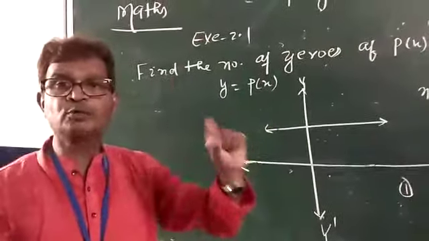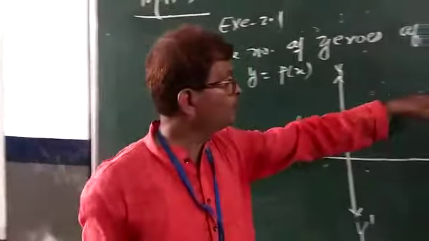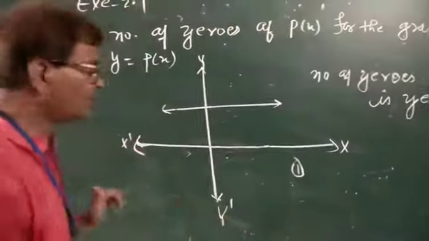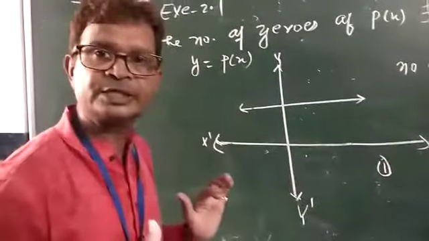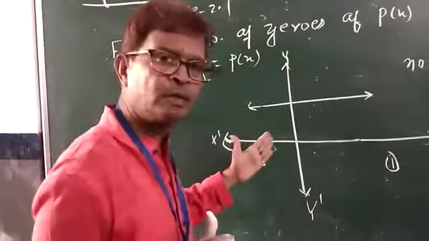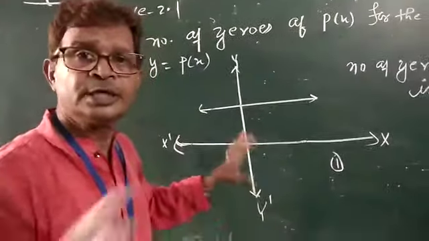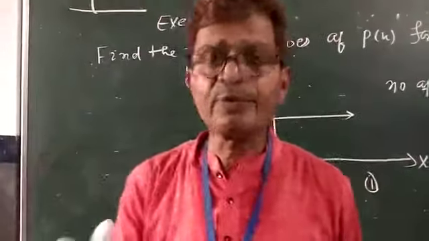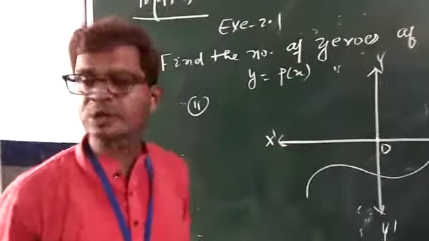If you want to find the number of zeros of p(x), at first you have to determine how many times the given graph intersects the x-axis. In this diagram, the graph does not intersect the x-axis at any point, so the number of zeros will be 0. It will also be very clear from the next sum. Now students, come to the second sum.